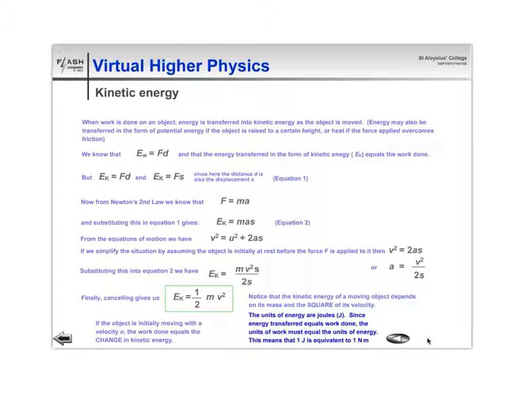Notice that kinetic energy of a moving object depends on its mass and the square of its velocity. Now that means you can't, for instance, say the speed changes from 2 meters per second up to 5 meters per second, and work out the change in kinetic energy by doing 5 minus 2. You've got to do the half mv squared for the 5 and the half mv squared for the 2 and take the difference between those two energies.